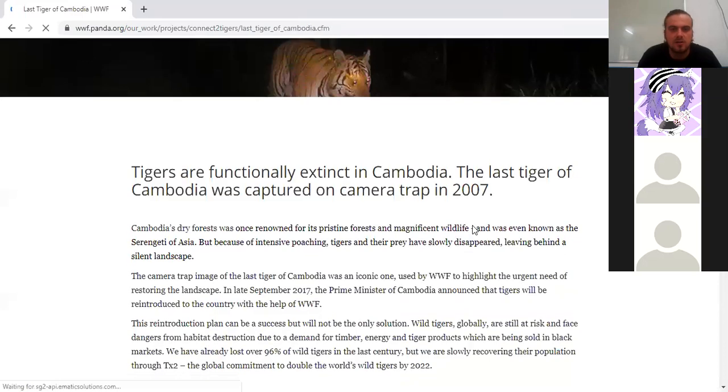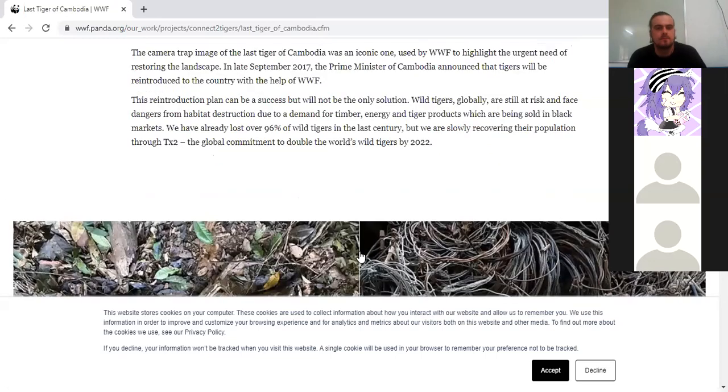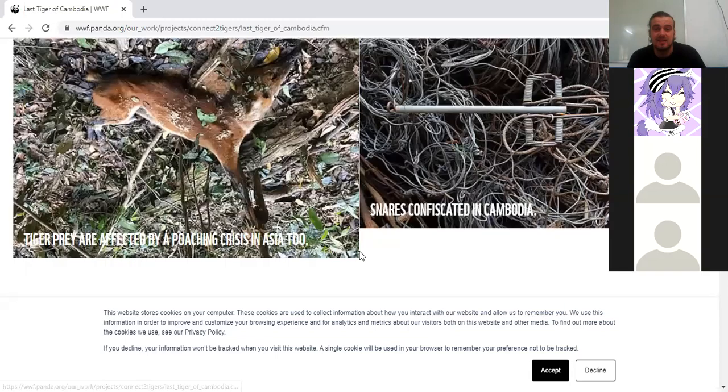The last tiger of Cambodia was captured on camera in 2007. Cambodia's dry forest was once renowned for its pristine forests and magnificent wildlife, and was even known as the Serengeti of Asia. But because of intensive poaching, tigers and their prey have slowly disappeared, leaving behind a silent landscape. Who knows what poaching means? Poaching means the people that catch animals. Yeah, people that illegally catch animals.